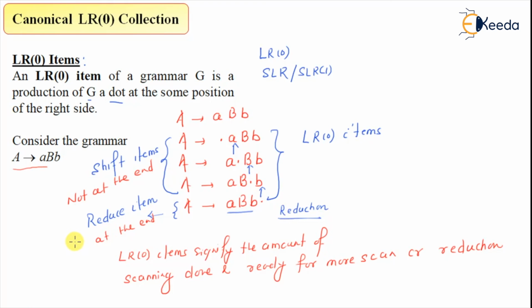So now this is the LR0 item, and in the next section we'll see how we generate these LR0 items.